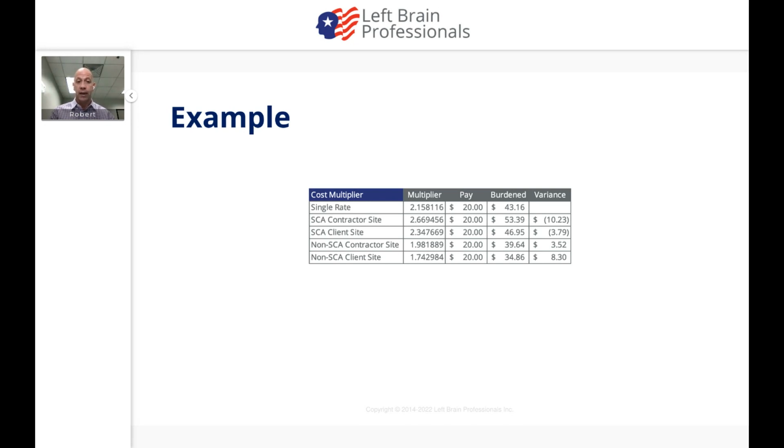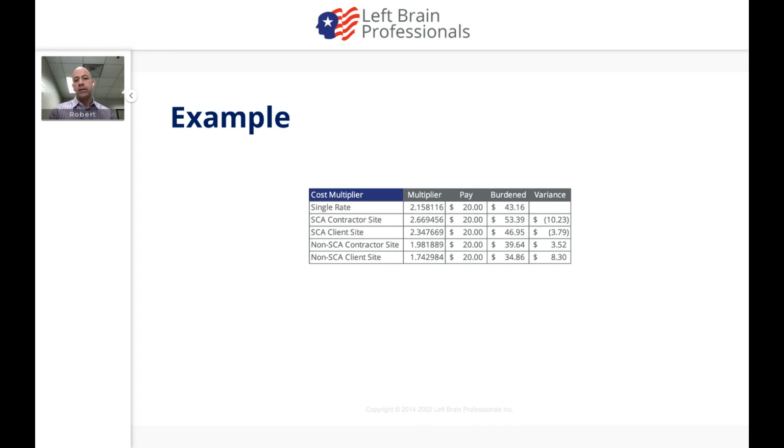And so I can see that my SCA work, I should have been billing out at a higher rate. In fact, you can see in my variance column that when I was, for example, the SCA contractor site, billing that out at my single rate, I was really under billing by $10.23 per hour. And down below on my non-SCA work, I was actually over billing by $3.52 and by $8.30.